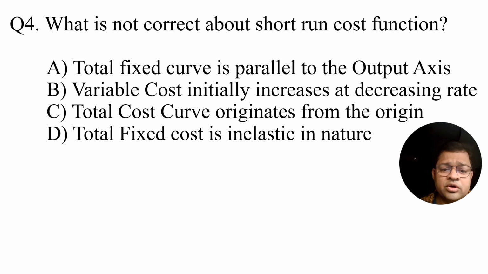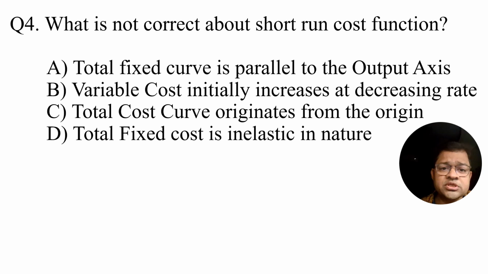Question number 4. What is not correct about short run cost functions? Total fixed cost curve is parallel to the output axis. Knowingly I have highlighted the output axis, because the output axis is already shown on the x axis. Total fixed cost is constant, so the particular cost curve is parallel to the output axis. It is a correct statement. Variable cost initially increases at a decreasing rate. It's the correct statement. Hopefully you have remembered that.